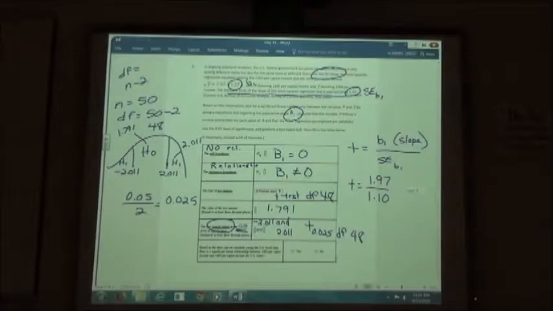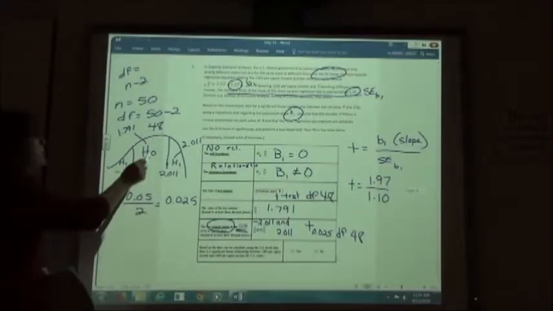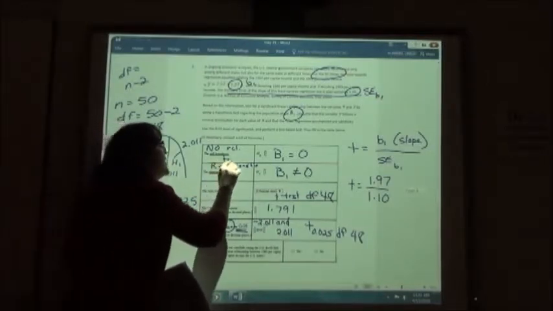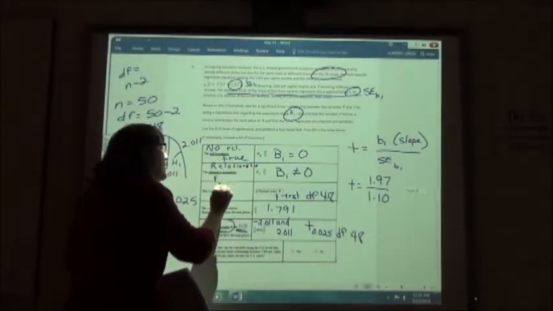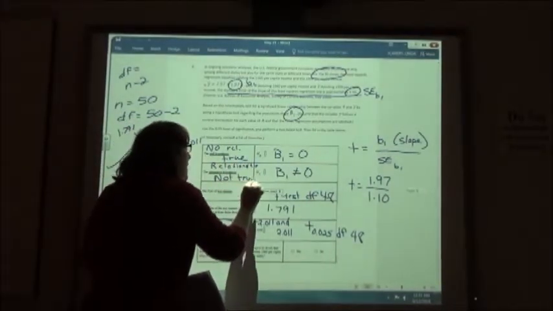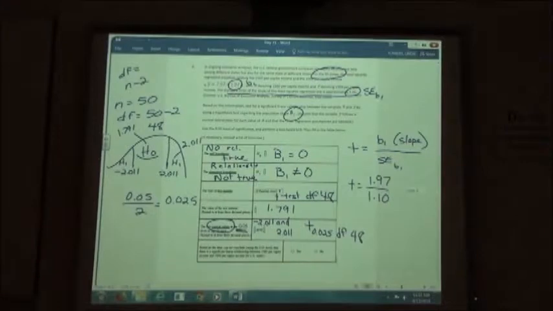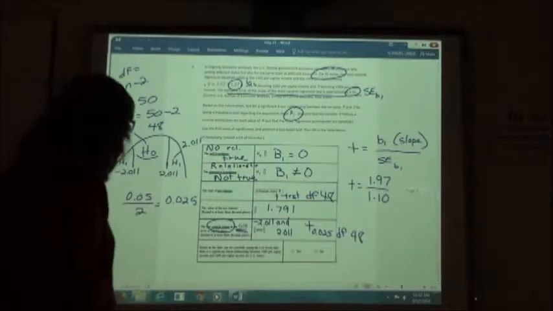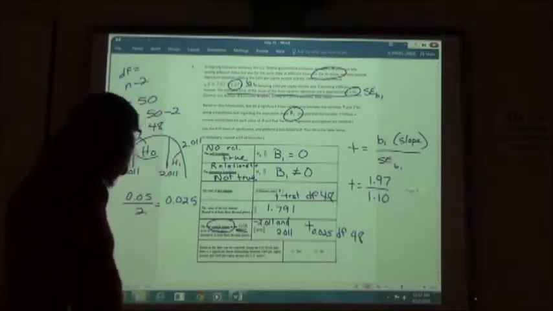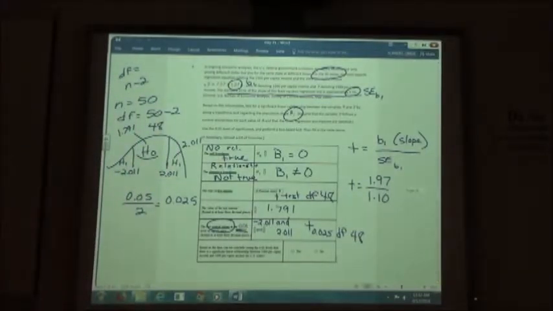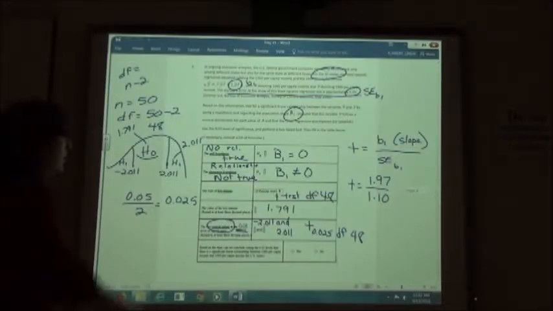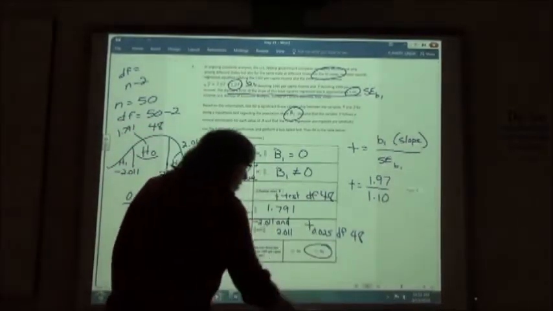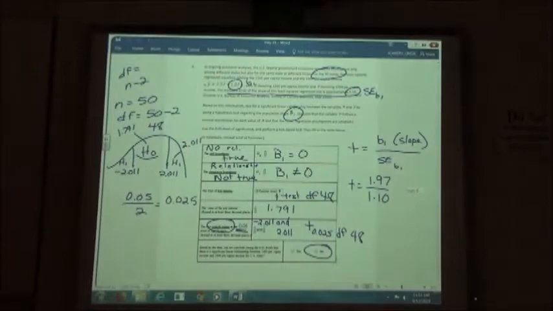Since 1.791 is between those two values, in the middle section, this is my true statement. This one is not true then. So my true statement is that there is no linear relationship. It says, based on the data, can we conclude using the 0.05 level that there is a significant linear relationship? No. There is no relationship. We cannot conclude that there is a significant relationship.